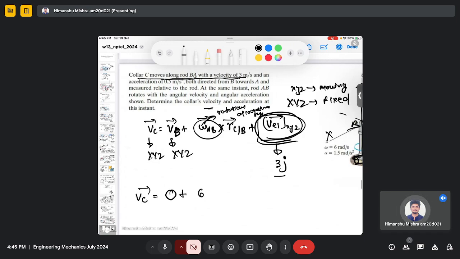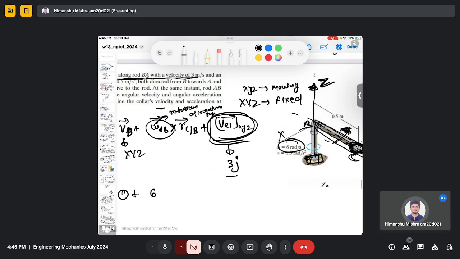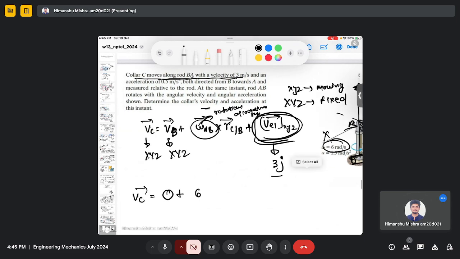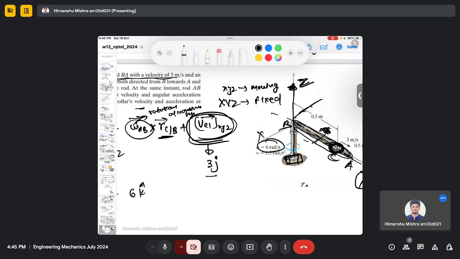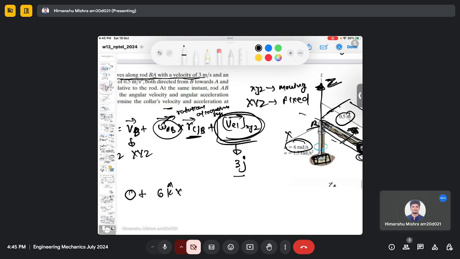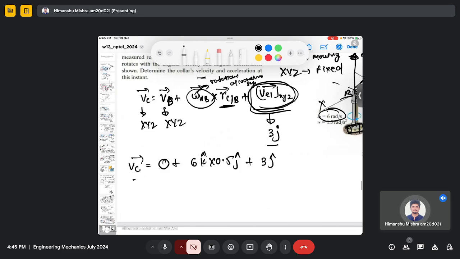plus 6k. Now 6k is the angular motion of the rod AB and it is in the Z direction. And then we need this position vector RC with respect to B, which is this direction, which is 0.5 in the J direction, plus 3j. So this will be my velocity vector C.